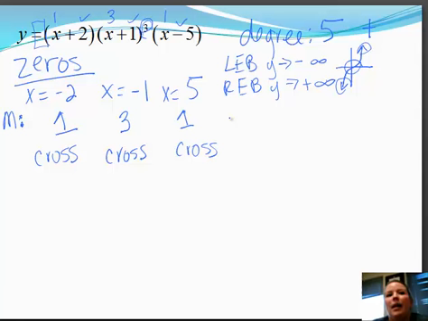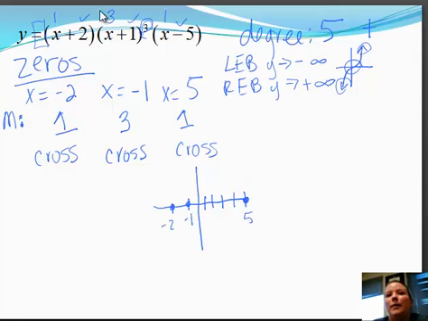Alright? That is all the information we need to know in order to actually sketch a better picture than the one I've already sketched. Okay, so then you draw your picture. So first things first, graph the zeros. So I'm going to have a 0 at -2, a 0 at -1, and a 0 at 5.